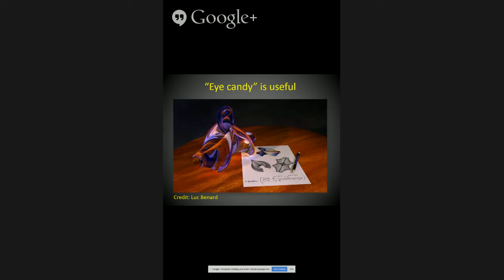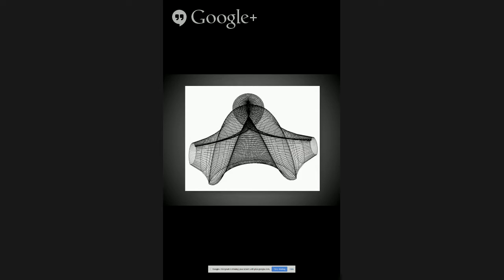Now, I've heard a lot of scientists say, well, how about eye candy? Just pretty pictures. Are they useful? And here's a good example. This is a mathematical surface called a Kuen's surface. And this artist, Luc Bernard, rendered it as this beautiful glass object. But a mathematician would say, well, that's just a pretty picture. This is the way we would normally convey the surface, a Kuen's surface.